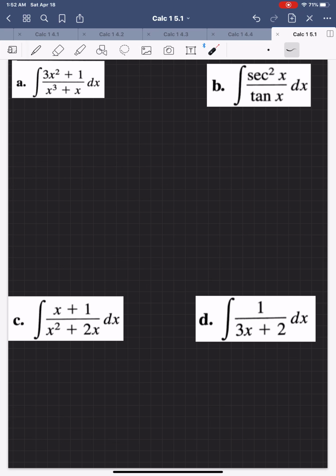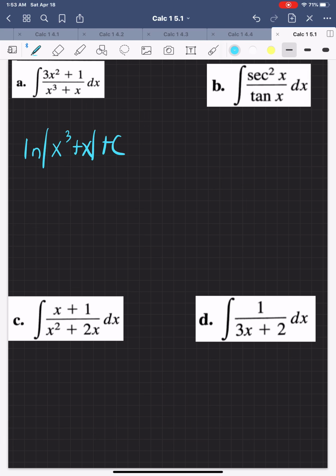All right. Now, here's a few. I'm not going to go through these examples. What I'm going to do is give you the answers. And what you should do is on your own time, you can pause the video, but you should go through and make sure you can do these. This would be ln of x cubed plus x plus c.